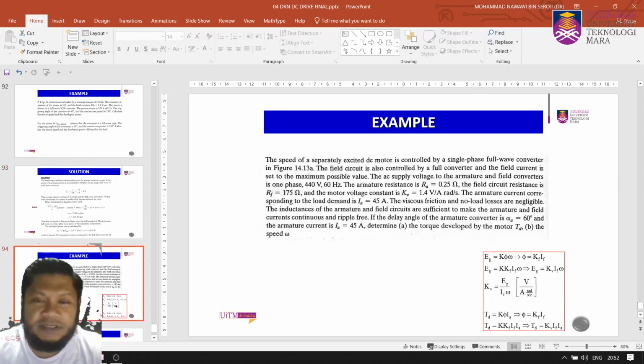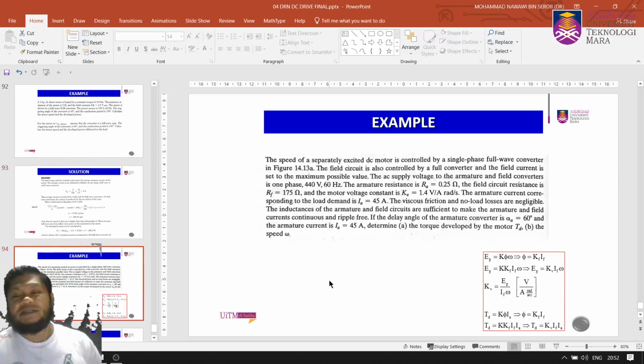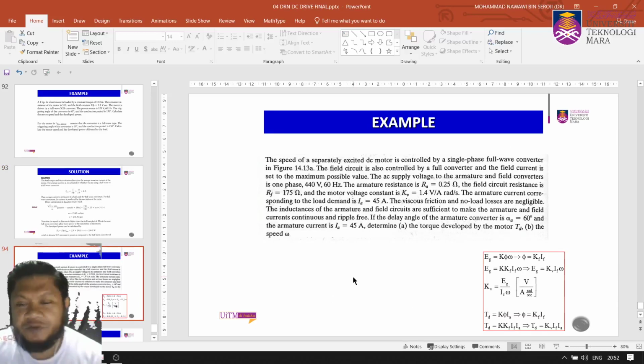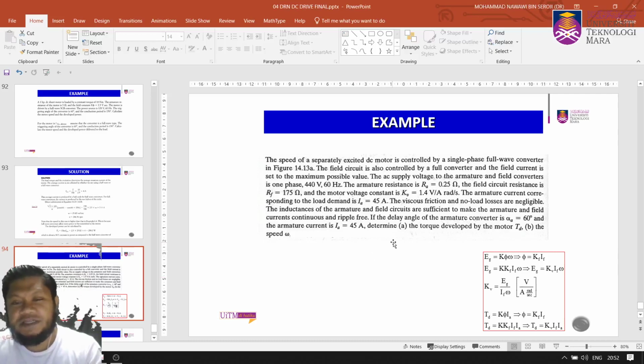Okay, next. The speed of a separately excited DC motor is controlled by a single phase full wave converter. The field circuit here is also controlled by a full converter, and the field current is set to the maximum possible value. The AC supply voltage to the armature and field converter is one phase, 440 volts, 60 Hz. The armature resistance is RA 0.25. The field resistance is RF 175, and the motor voltage constant.